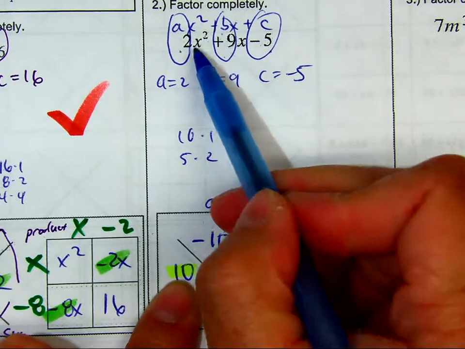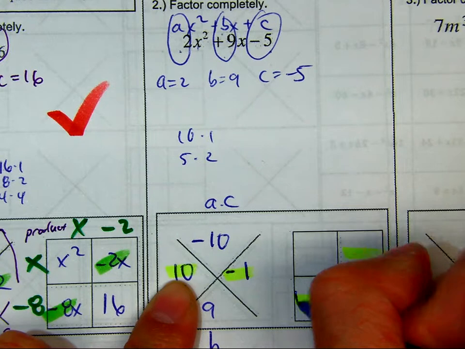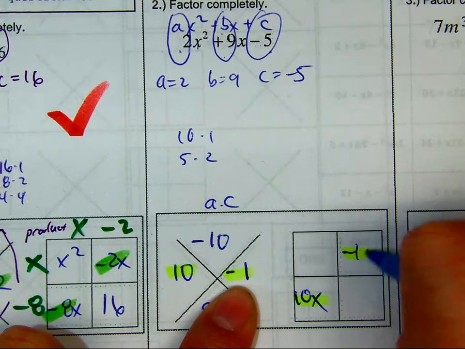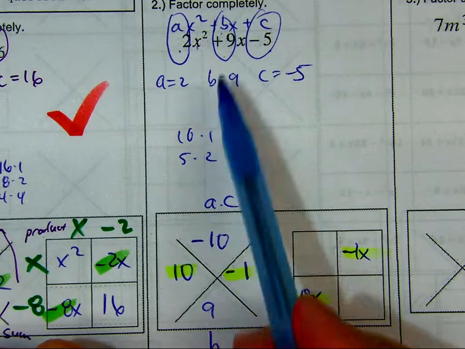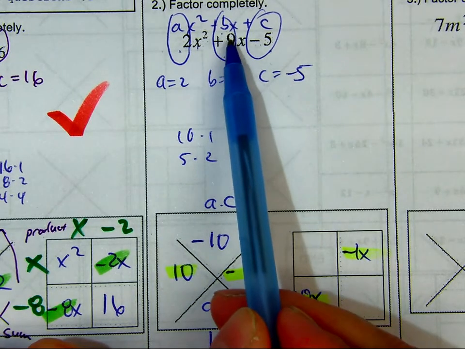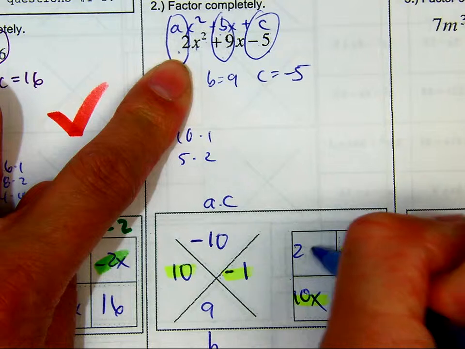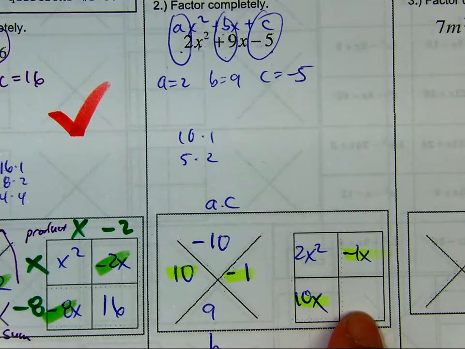So, the variable here is an x, so I'm going to put 10x. My variable is x, so this is negative 1x. Basically, what's happening here is we're splitting the middle term. Class, should I put an x squared or 2x squared? And then what goes here? Negative 5.